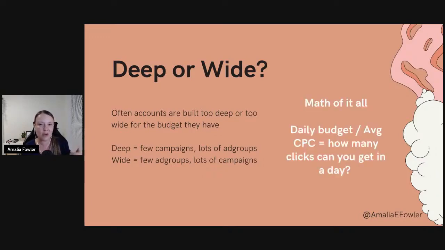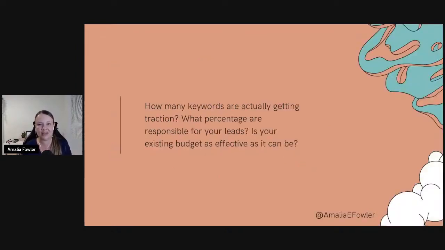Now, too often people don't actually do the math of it all. If you have a very small daily budget and a very high average cost per click, and you have a very deep campaign with a ton of ad groups, you're probably not maximizing your potential. And so that is one of the big questions that I like to ask when I'm doing an audit.